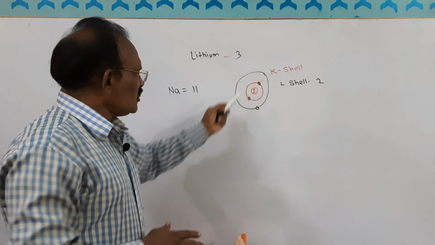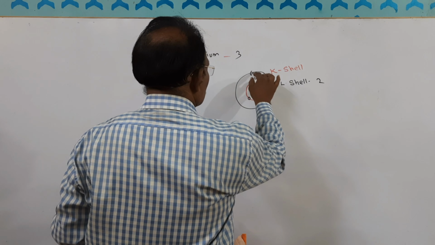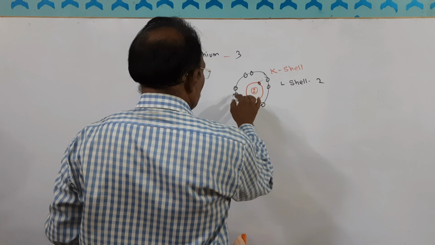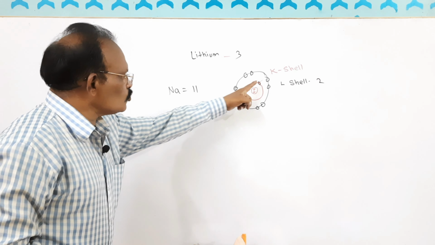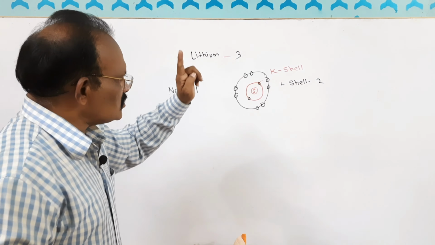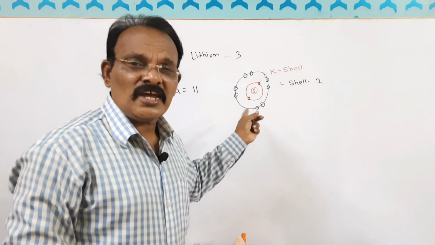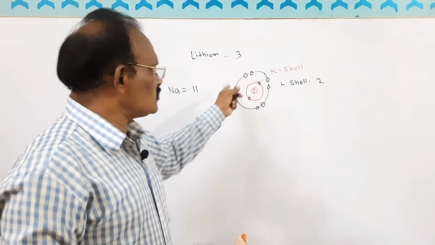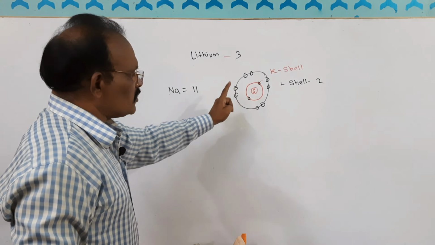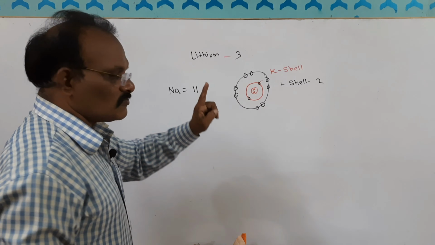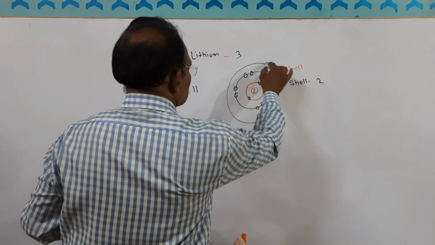So here 8 electrons will go in the second shell, like this. Okay, 8 electrons are revolving in the second shell. Not 2 plus 8, not more than 8, because its maximum capacity is 8 electrons that will revolve in the second shell. Now it's 2 and 8, 2 plus 8 is 10, but here it is 11, so we require one more, and that will go in the third shell.